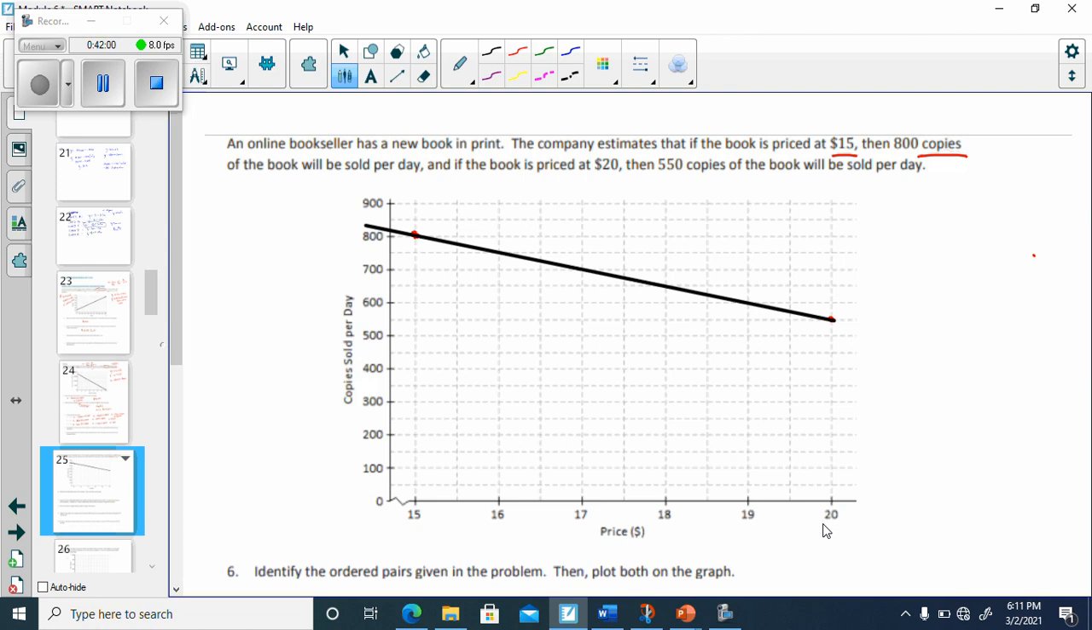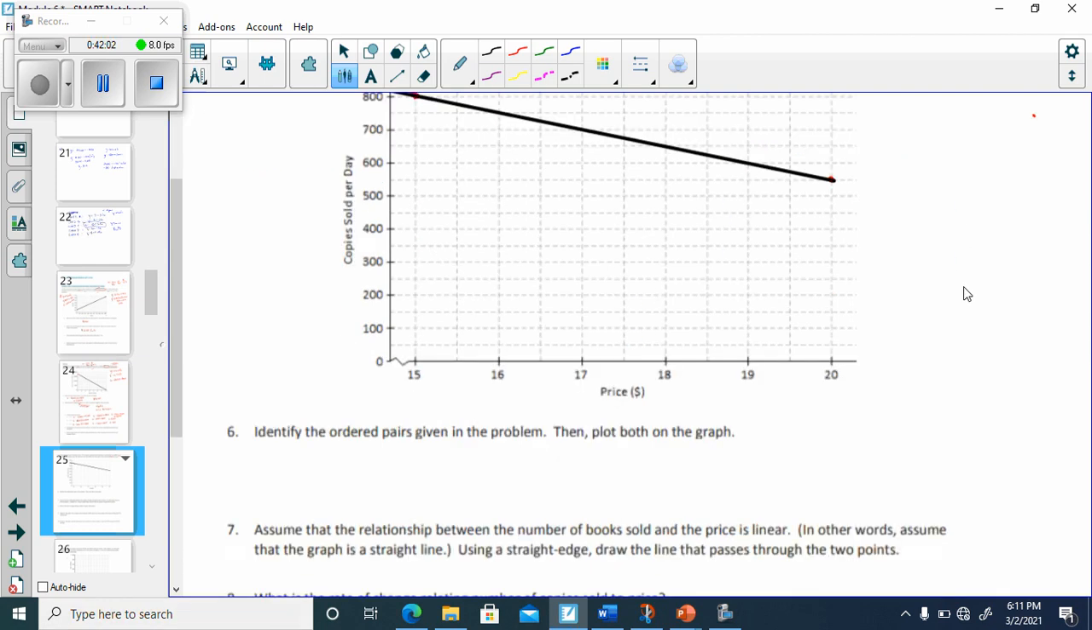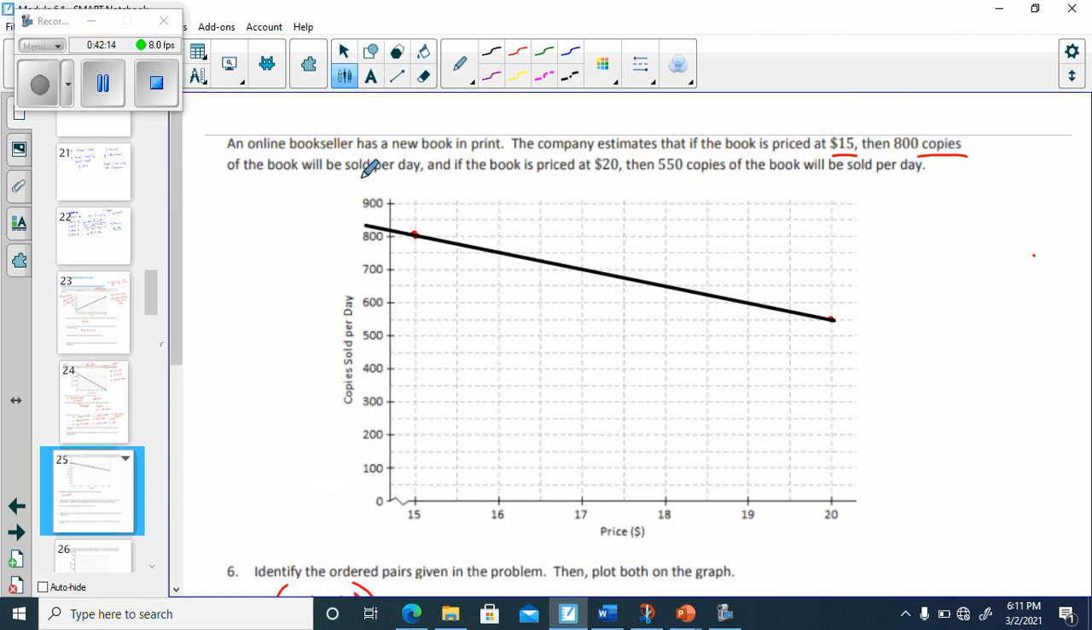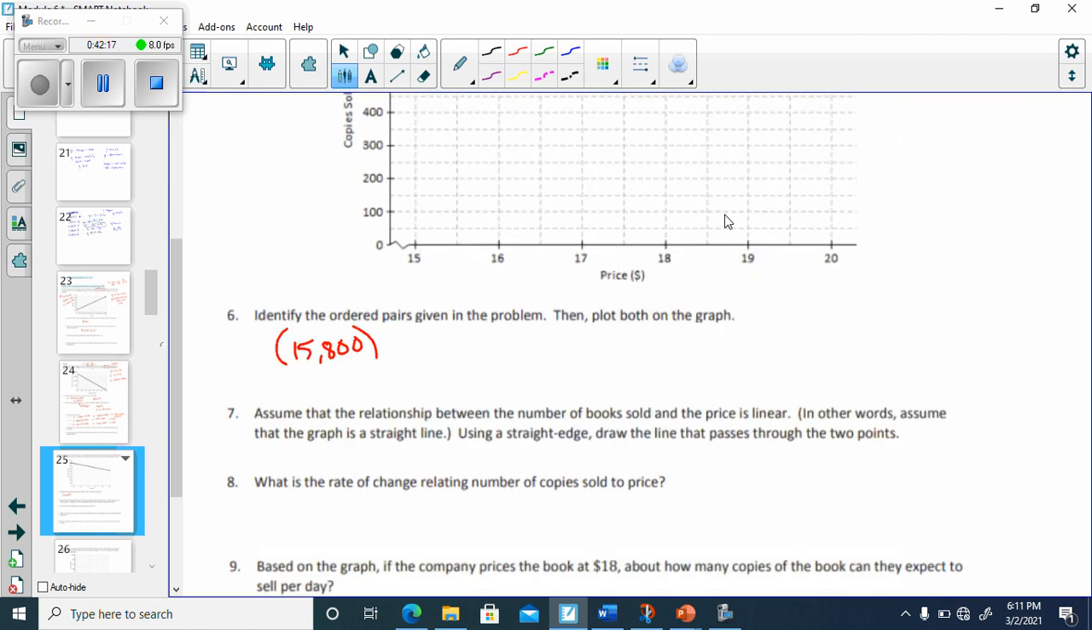Identify the ordered pairs given in the problem. We've got 15 and 800. And I know it's 15 because see the x-axis has got that. That's the x, 15 and 800. And then 20 and 550. And I've already plotted those. Assume that the relationship between the number of books sold and the price is linear. Okay? Use a straight edge and draw a line. We did that. What's the rate of change relating number of copies sold to price?